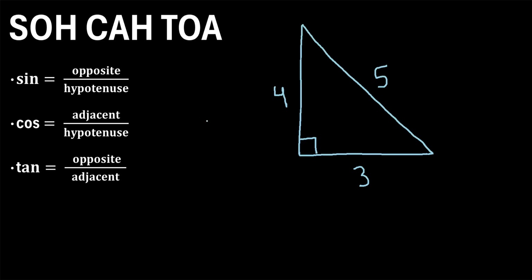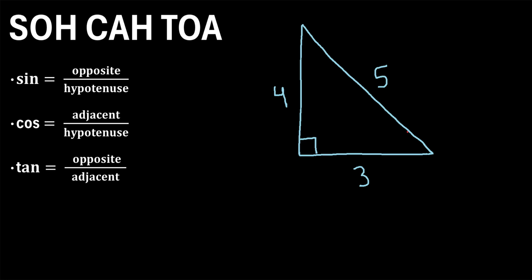In trigonometry, the acronym SOH CAH TOA can be used to remember how to calculate the sine, the cosine, and the tangent of an angle in a right triangle. So let's say we have this right triangle over here, and by the way, a right triangle just means that one of the angles is a 90-degree angle, which is indicated with this little box right here.